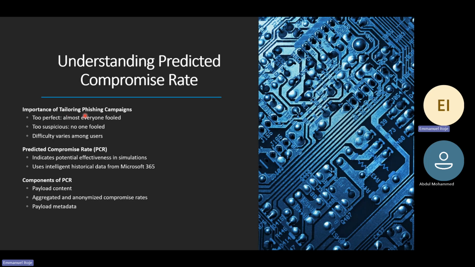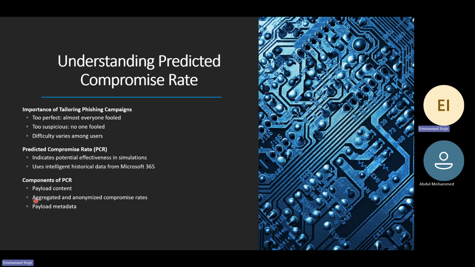So there's a need for us to strike a balance between the two. We don't want it to be too perfect, right? We don't want it to be too suspicious. We want to actually strike a balance. So that's actually where the predicted compromise rate comes in, right? This basically indicates the potential effectiveness when the payload is used in a simulation. So the PCR uses intelligent historical data across Microsoft 365, right, to predict the percentage of people who will be compromised by the payload.